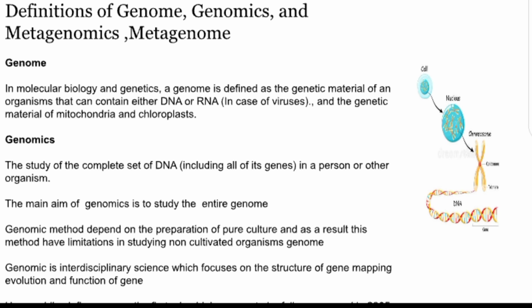So the next terminology is, what is genomics? The study of the complete set of DNA in a person or other organism. The main aim of genomics is to study the entire genome. Genomics is a method that depends on the preparation of pure culture, and as a result, this method has limitations in studying non-cultivated organisms. Genomics is an interdisciplinary science which focuses on the structure of a gene, mapping, evolution, and function of the gene.